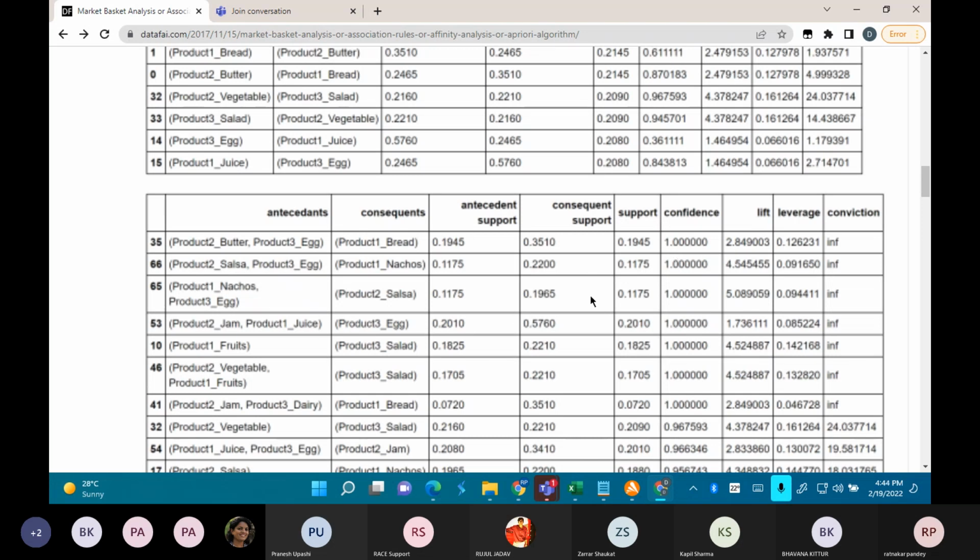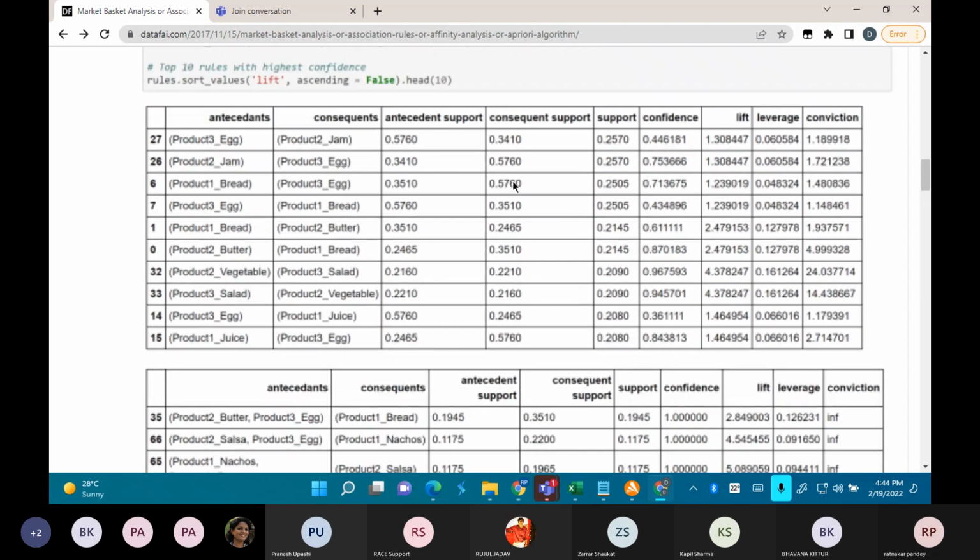So that's the confidence. Support, let's interpret this one. What does it mean? 0.57. Oh, sorry. Let's look at the highest support. Highest support is this one. Egg and jam. What does it mean? 25.7%. Correct. So there are 25.7% transactions where both egg and jam together were bought. Clear? So it's simple. It's not that difficult to follow, right?